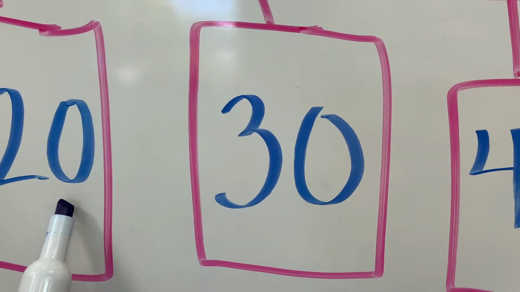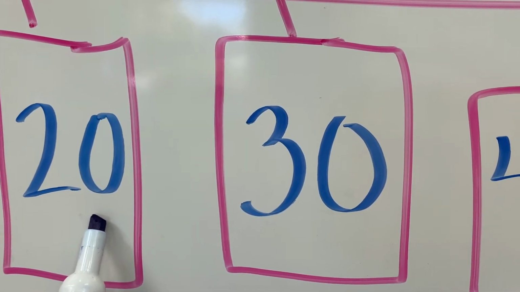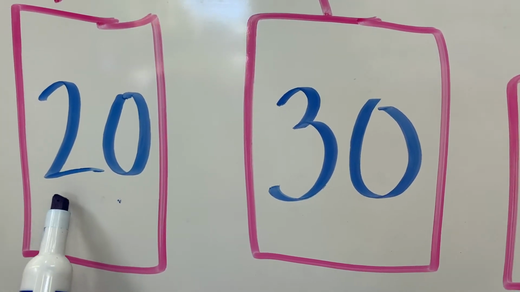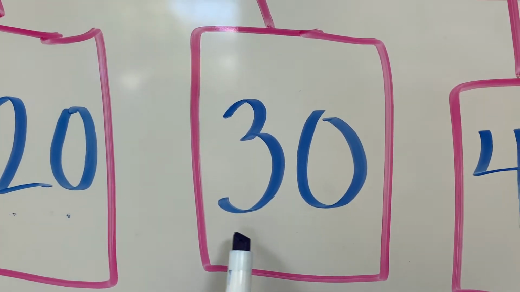Just remember, as we're looking at these numbers, we still are remembering place value. So in all of these numbers, in the ones place, we have 0 ones, and then this shows how many groups of 10. So there's 2 groups of 10 in 20, and there's 3 groups of 10 in 30, and so on.